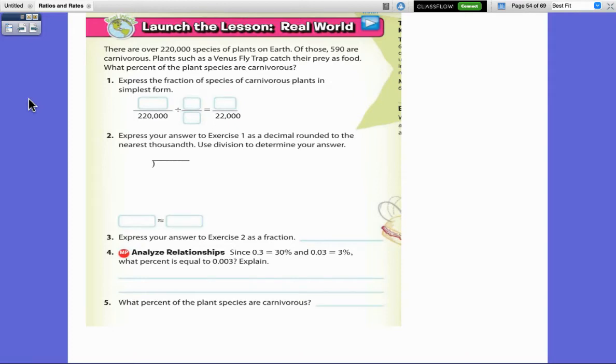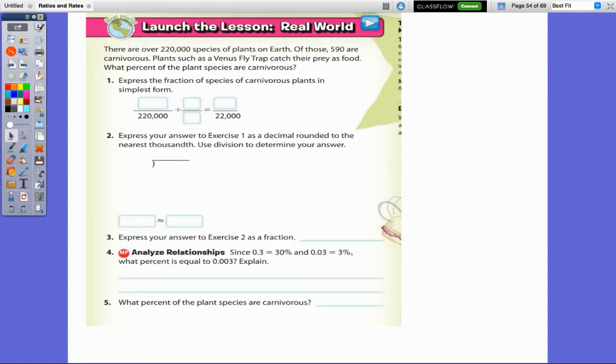Good evening, class. We are going to be going over percents greater than 100 and percents less than 1%. These are the worksheets that we're working on. These are out of a textbook, McGraw-Hill, that we use occasionally.